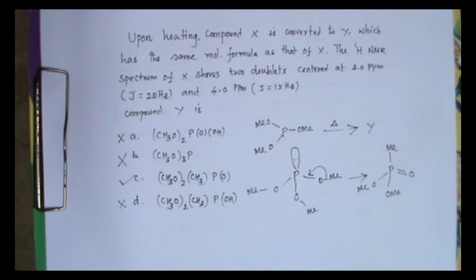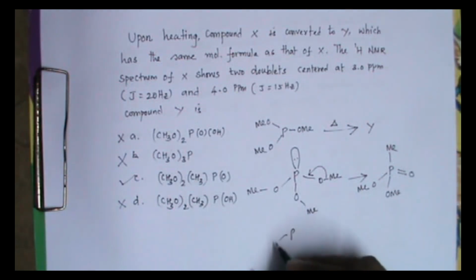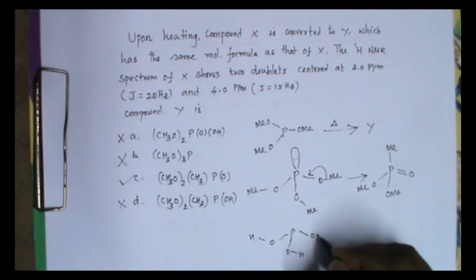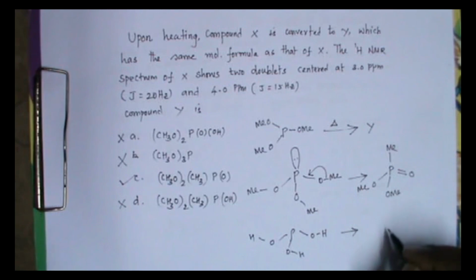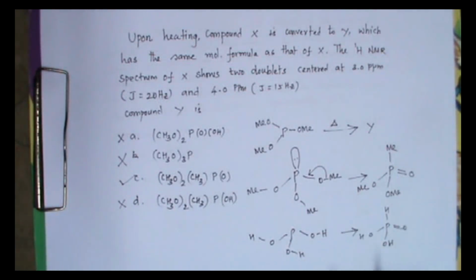Now you can compare the molecular formula. The molecular formula will be the same as this. Basically this is some kind of rearrangement. You should be very familiar with this kind of rearrangement. Let us consider H3PO3, phosphorous acid. H3PO3 generally exists like this. This bond will break here. H plus will be taken by this. We get this. In the same way here, instead of H I have methyl.